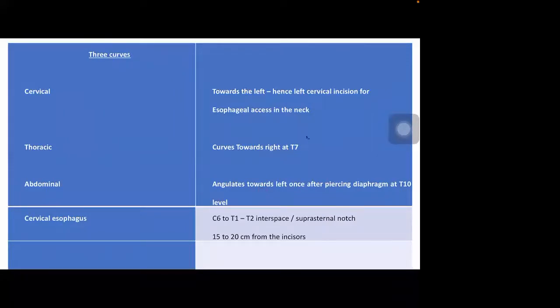So the esophagus pierces the diaphragm, going from the chest to the abdomen at the level of T10, whereas the aorta enters from the chest to the abdomen at the T12 level, sorry.